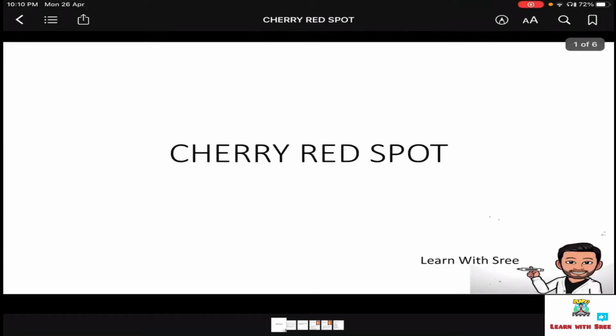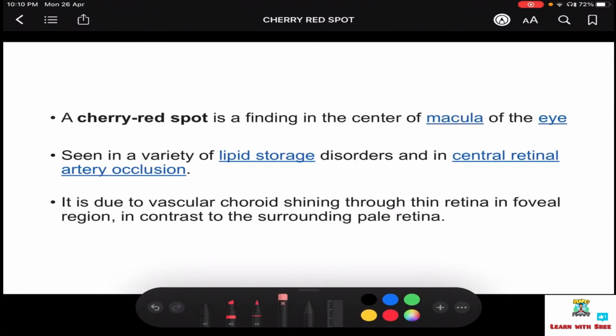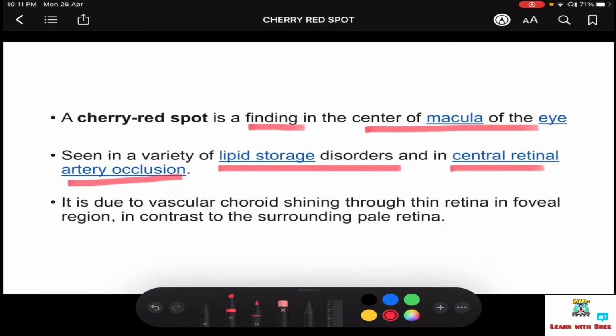Hi, today we are discussing cherry red spot. So let's start. What is a cherry red spot? It is a finding that is seen at the center of the macula of the eye. This is the first point that you have to keep in mind. In which conditions is it seen? It is mainly seen in lipid storage disorders and in central retinal artery occlusion. These two conditions are the main conditions where we see the cherry red spot.